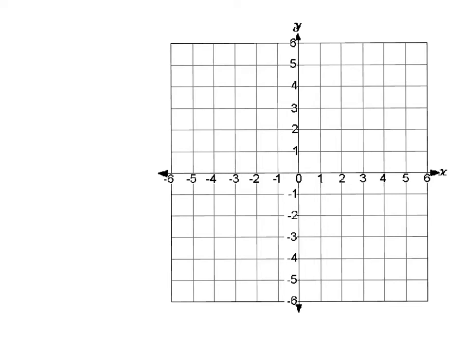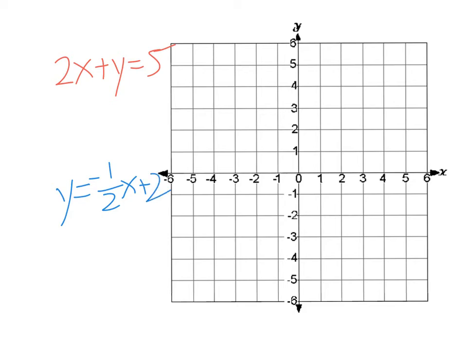The first equation was 2x plus y equals 5. And the second equation was y equals negative 1/2 x plus 2. And sometimes what an equation has in common is we have to look at it visually. So I want to graph these two equations. So let's start with 2x plus y equals 5. And I know automatically from this that if I let x equal 0, that y is going to be 5. And so I have the point 0, 5.